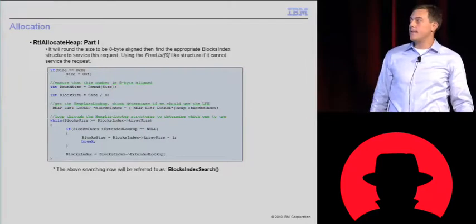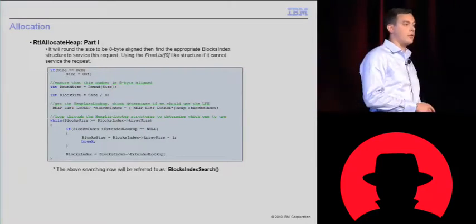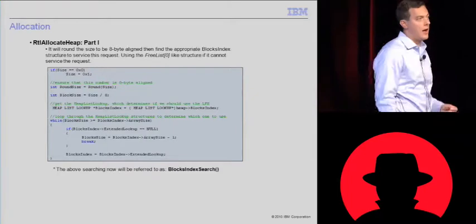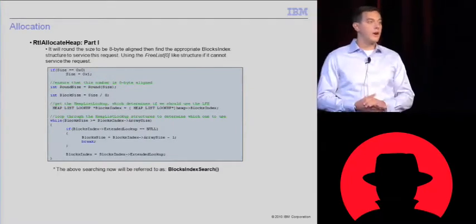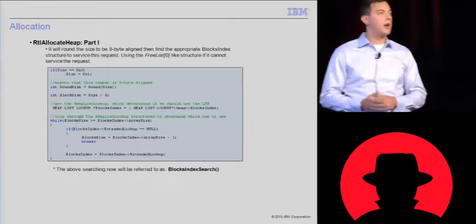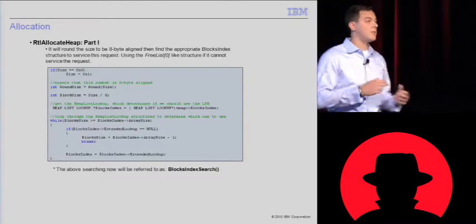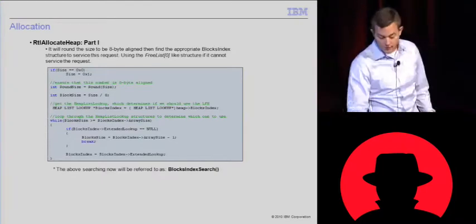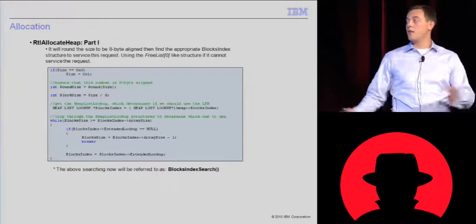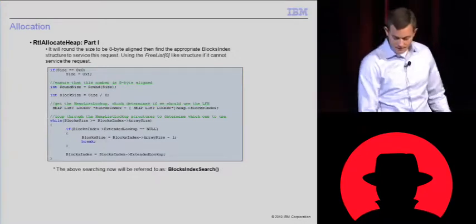The next thing it does is pretty simple. It starts iterating through those blocks index structures, right? And they had the array size. And it's going to say, is the chunk I want bigger than this array size? If it is, it's going to try to go to the next block's index. If it doesn't have one, it's going to use the index of that special free list 0-like structure to start searching for this allocation request. Again, throughout this presentation, we'll refer to this piece of code as blocks index search.